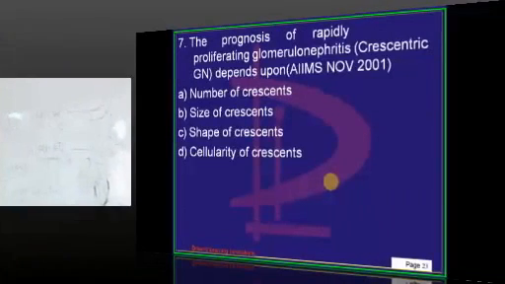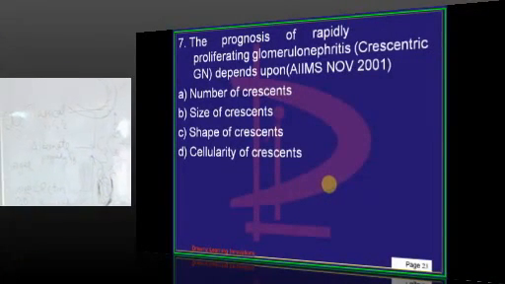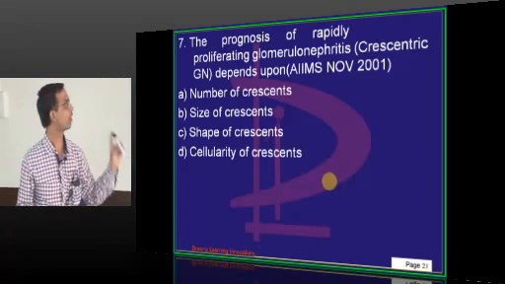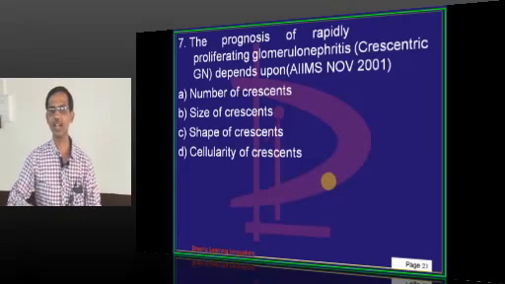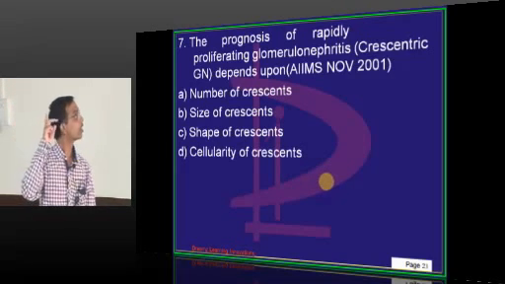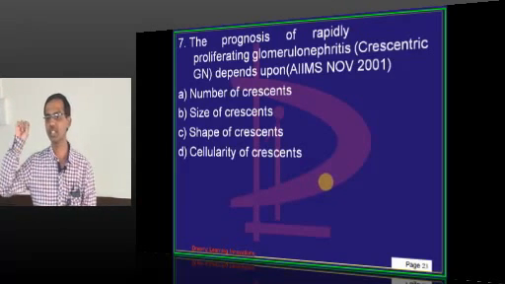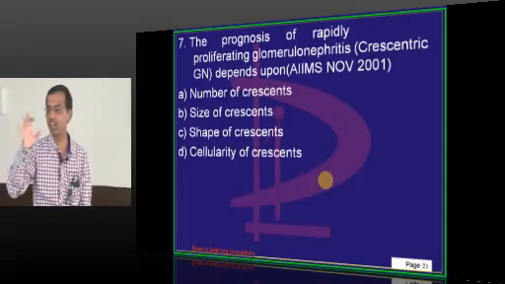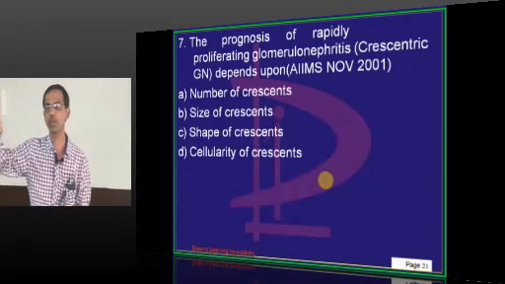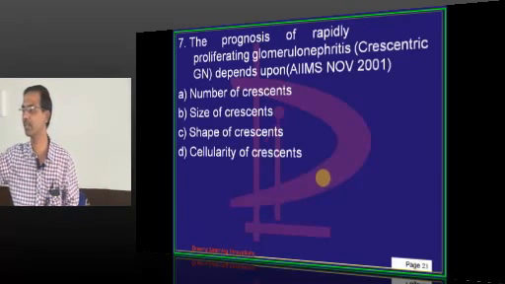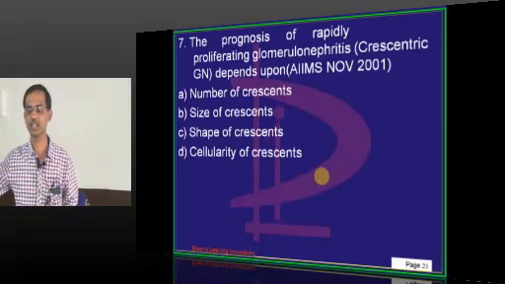That is the hallmark feature of a collapsing glomerulopathy. The prognosis of rapidly progressive glomerulonephritis, that is crescentic glomerulonephritis, depends on, we know that RPGN is characterized by crescent formation. Prognosis is going to depend upon the number of the crescent, size of the crescent, shape of the crescent, cellularity of the crescent. All these four features are important determinants.